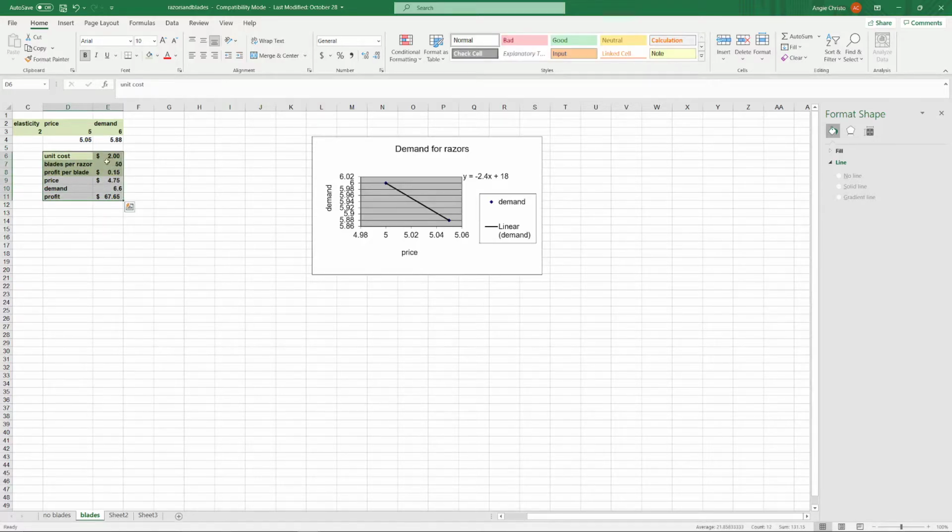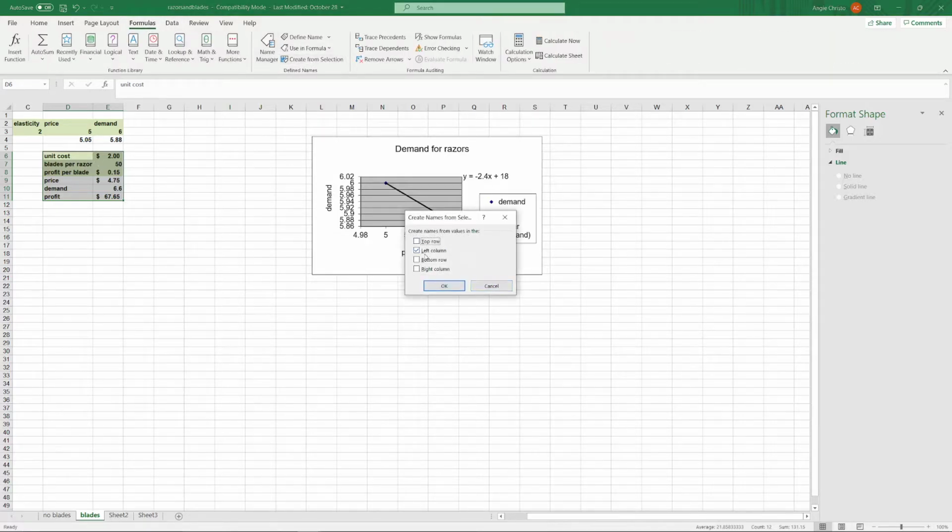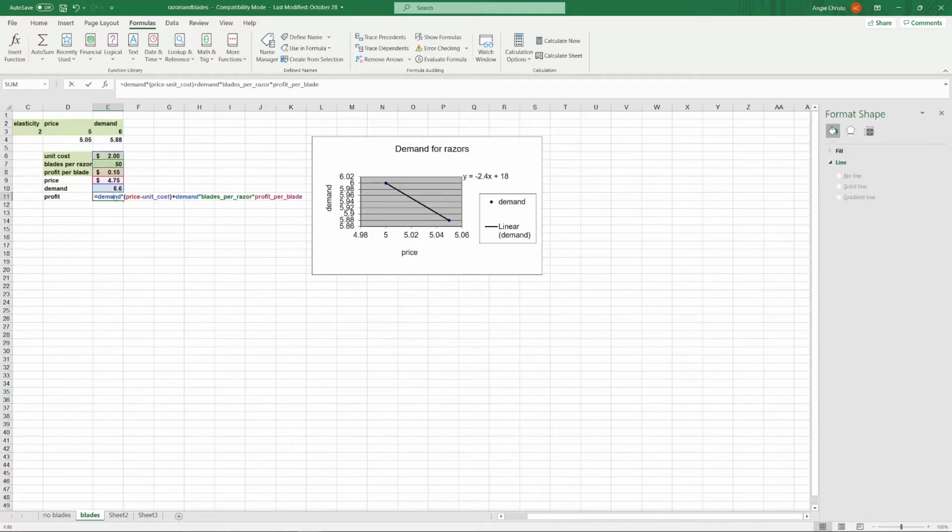At some point, you can type that out, but you need to select all that, formulas, create from selection, make sure you have checked where the names are, right? The left column, and the values are on the right. So that Excel automatically names each cell on the right as whatever is typed on the cell on the left, right? That's all we're doing here. So this is, notice here, unit cost. This is blades per razor. So now when we type it out by name, everything is included here.